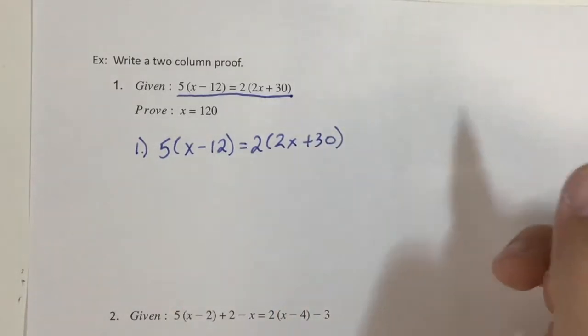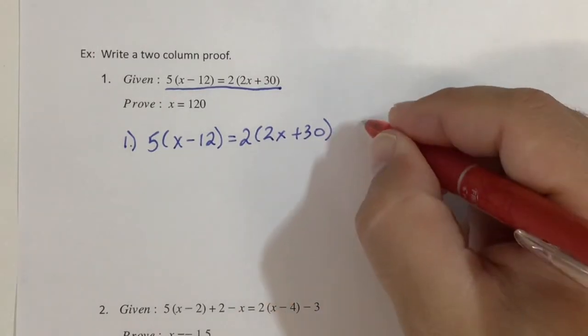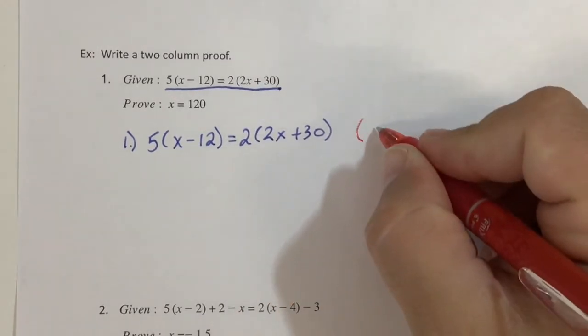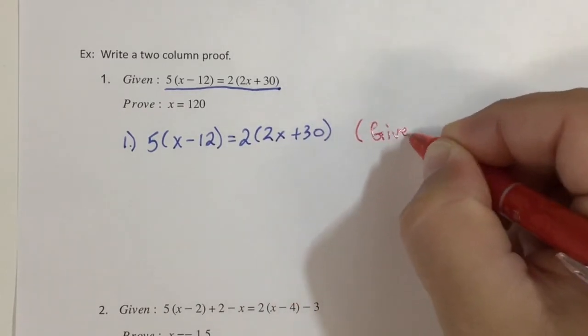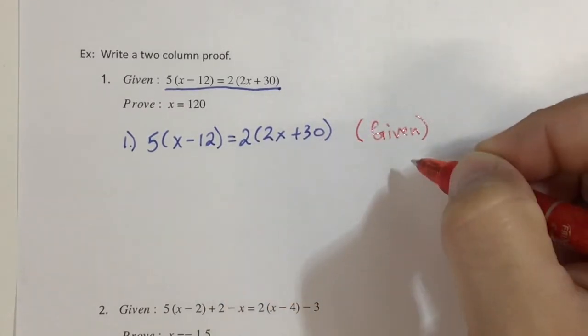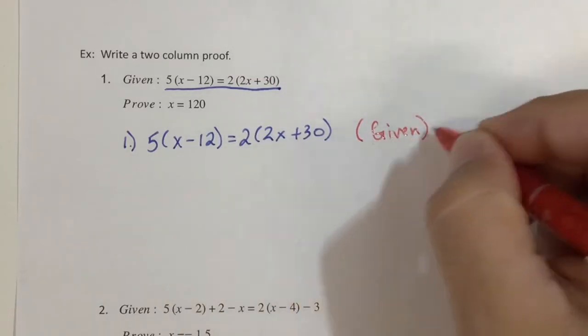We're going to start with our given. That has a reason that goes with it, and what I like to do is come out here to the right and in parentheses give my reason. The only reason I can write that on my paper is that it is given information. So the first reason we write is almost always given. Okay, that's the first thing we're going to write as our reason.